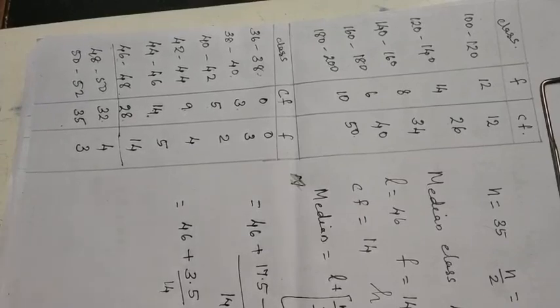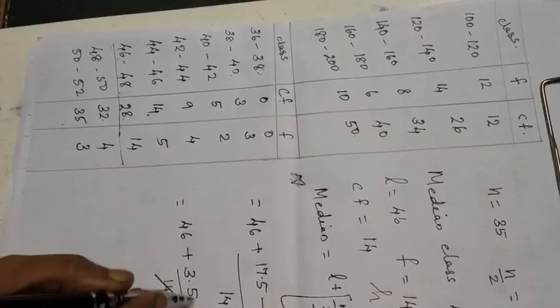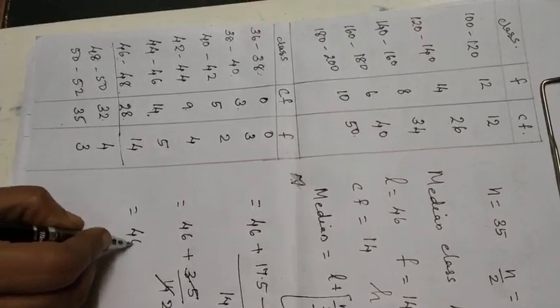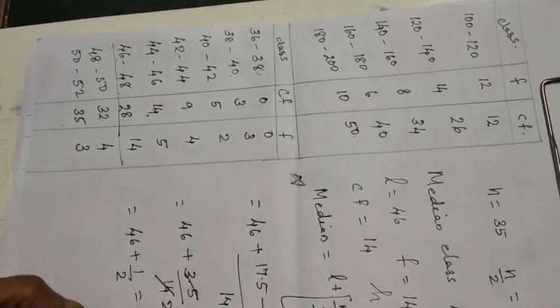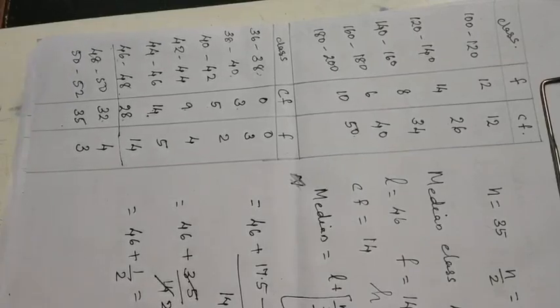3.5 into 2 means 7. 7 divided by 14, so you can cancel this by 2. So 46 and 1 by 2, that means 46.5 you will get. 46.5, that is what we are getting from the data.